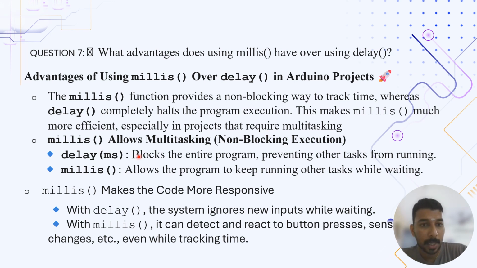Second one, millis allows multitasking and non-blocking execution. Delay blocks the entire program, preventing other tasks from running. Millis, on the other hand, allows the program to keep running other tasks while waiting. Millis makes the code more responsive. With delay, the system ignores new inputs while waiting. With millis, it can detect and react to button presses, sensors, and any changes, even while tracking the time.